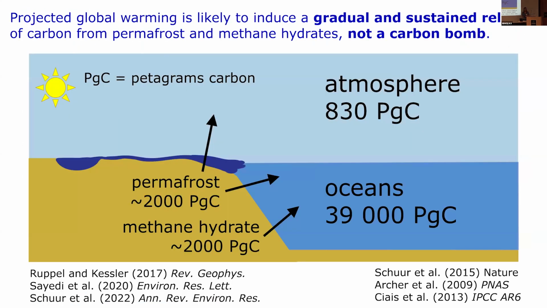And the last thing I want to finish with is just to say, you can get the meme in a little minute. You got to see a data slide first. Overall, is there a carbon bomb or is it not so strong? So for projected global warming, the scientific consensus is that it's likely to induce a gradual and sustained release of carbon from permafrost and methane hydrate, not a carbon bomb. And if you want more, you can check out any of the references here to get more of a consensus view on that.